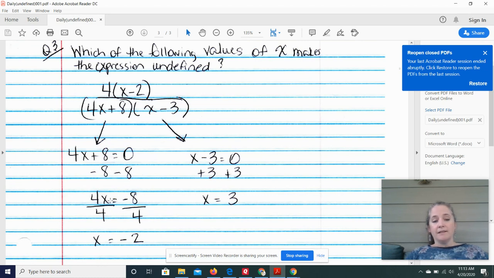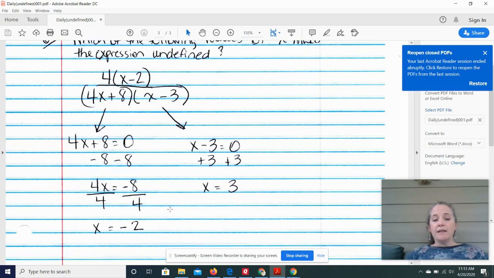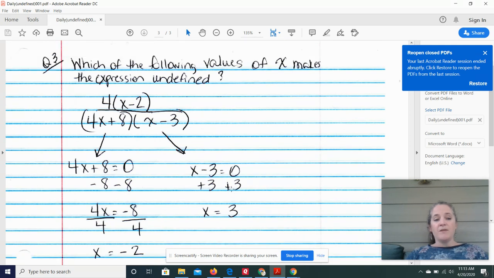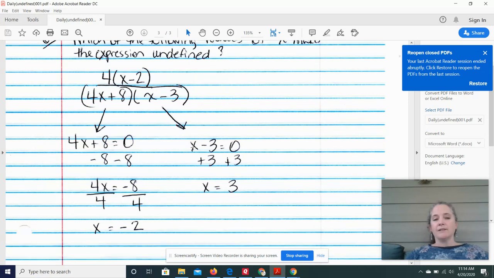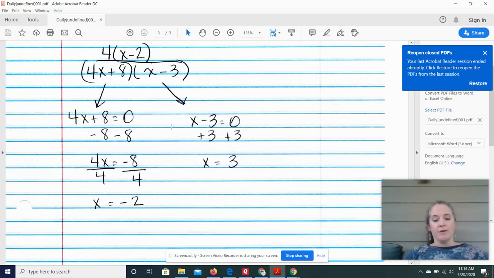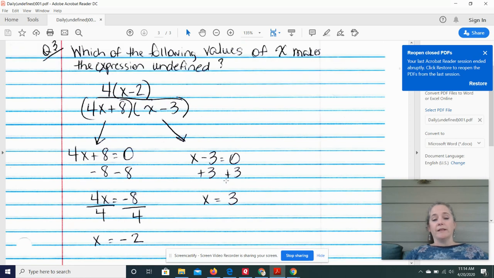Subtracting 8 from both sides leaves 4x equals -8. Divide by 4, divide by 4, x equals -2. Over here, x minus 3 equals 0. You add 3 to both sides to solve for x, you get x equals 3. So either -2 or 3 would make that undefined. Are y'all with me? If something on here doesn't make sense to you, please message me and let me know. Okay, so x equals -2, x equals 3, either one of those.